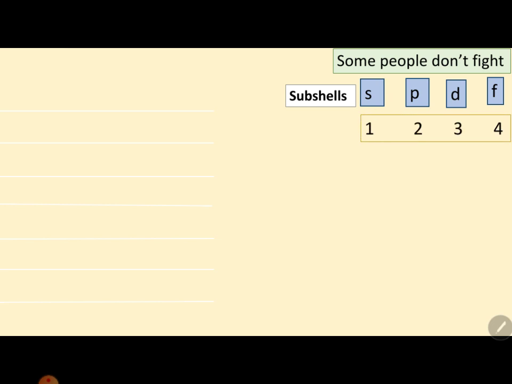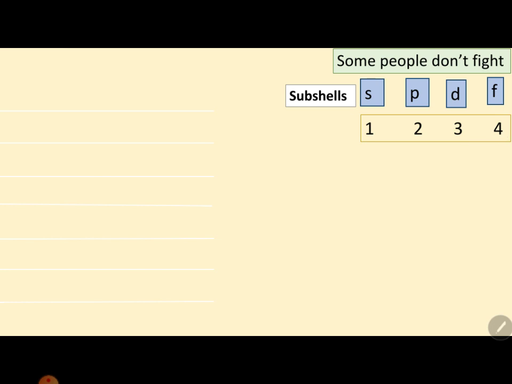Number 1 below subshell S indicates that the presence of subshell S begins with shell number 1. Number 2 below subshell P indicates that the presence of subshell P begins with shell number 2. The presence of subshells D and F begins with shell numbers 3 and 4 respectively.